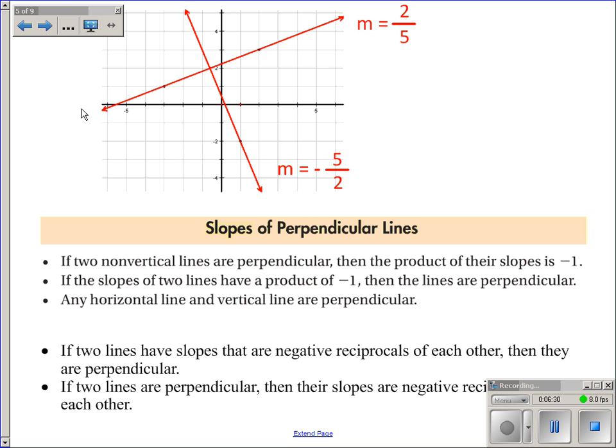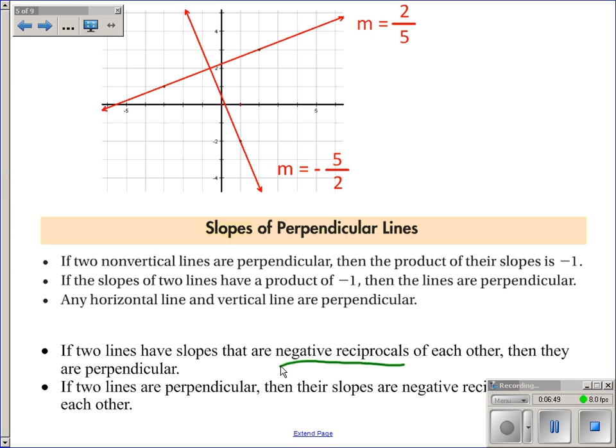Okay, now the way that I think about it is about negative reciprocals. It's another way to look at it: if the slopes are negative reciprocals of each other, then the two lines are perpendicular, and the converse is also true, that if two lines are perpendicular, then their slopes are negative reciprocals of each other.